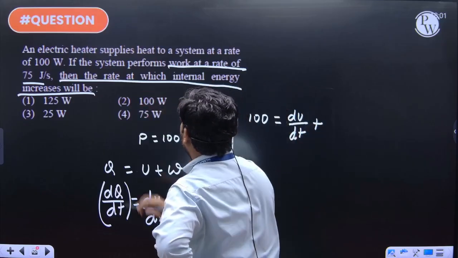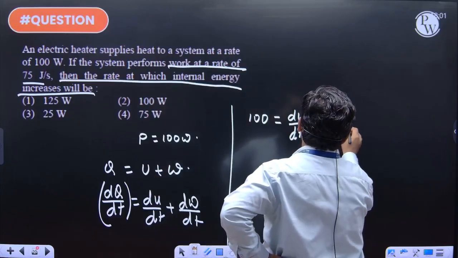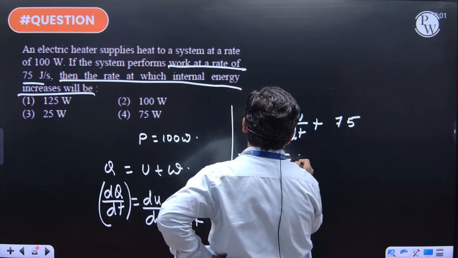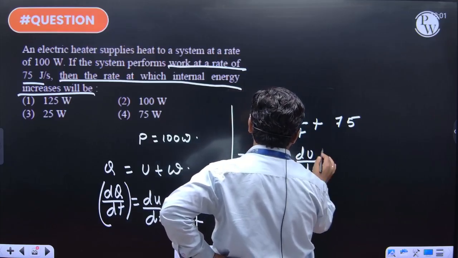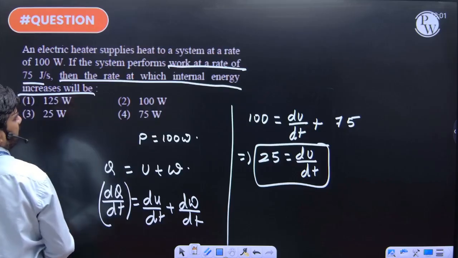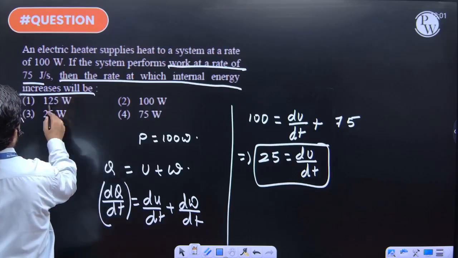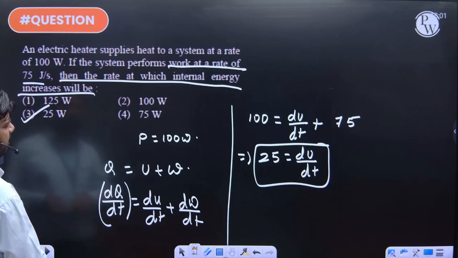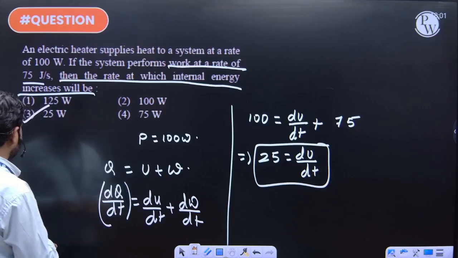Work, it performs work at 75 joule per second, so 75 watt. 100 minus 75 is 25. That is equal to dU by dt. So it is a very simple question. Which one is the correct? 25 watt. Right? Correct. Next one.